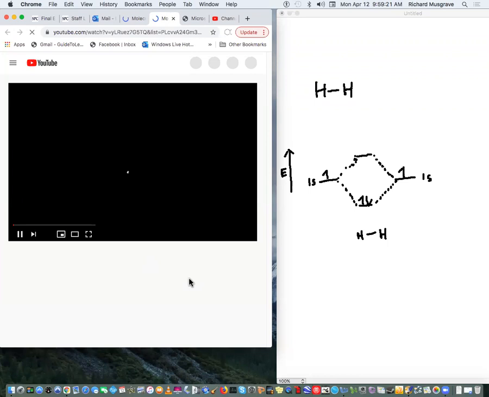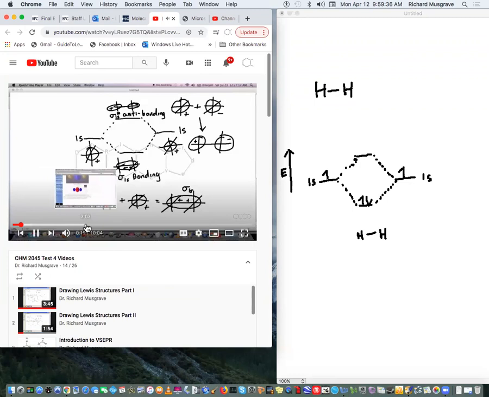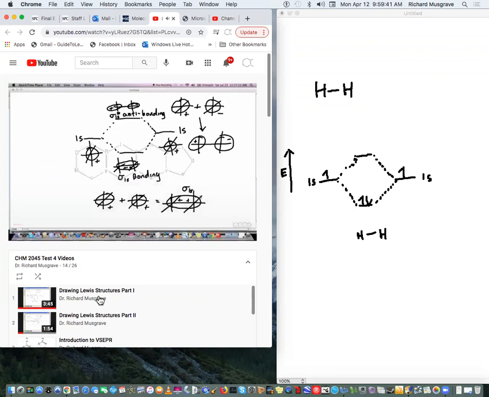Okay. Combination would be shown on paper. So let's say we've got two 1s orbitals and we're going to assign them the same phase. Here we go. If we combine them together, we'll have a positive and a positive 1s, and we combine them and we get this sigma 1s, and that's a bonding orbital. And you can see that everything is all in the same molecular orbital down here. That's what's happening at this point here.